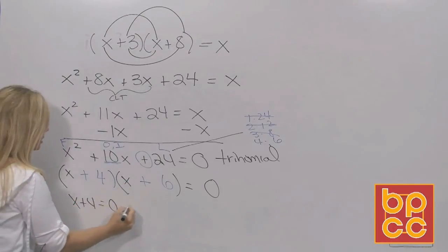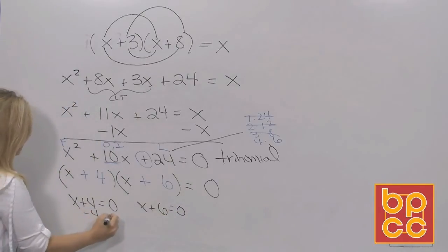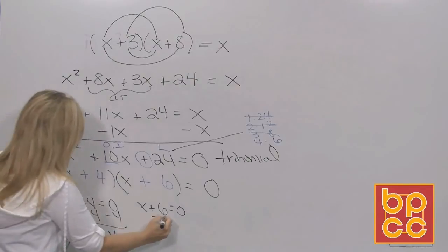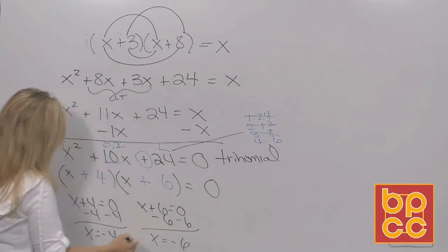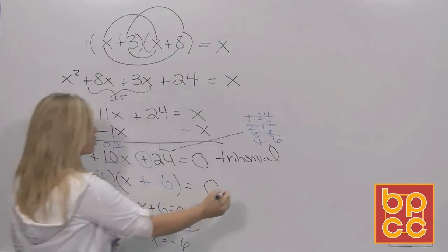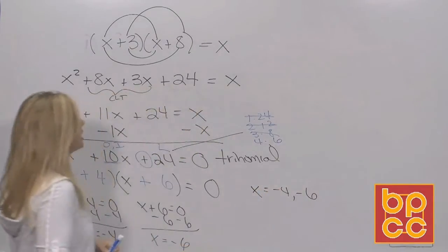We set them equal to 0. And now we're back to algebra 1. To solve, we subtract 4. We get a negative 4 as a solution. To solve, we subtract 6. We get negative 6 as our solution. You don't get to choose which answer. They're both the solution. So you would say your solution set here is x equals negative 4, comma, negative 6.